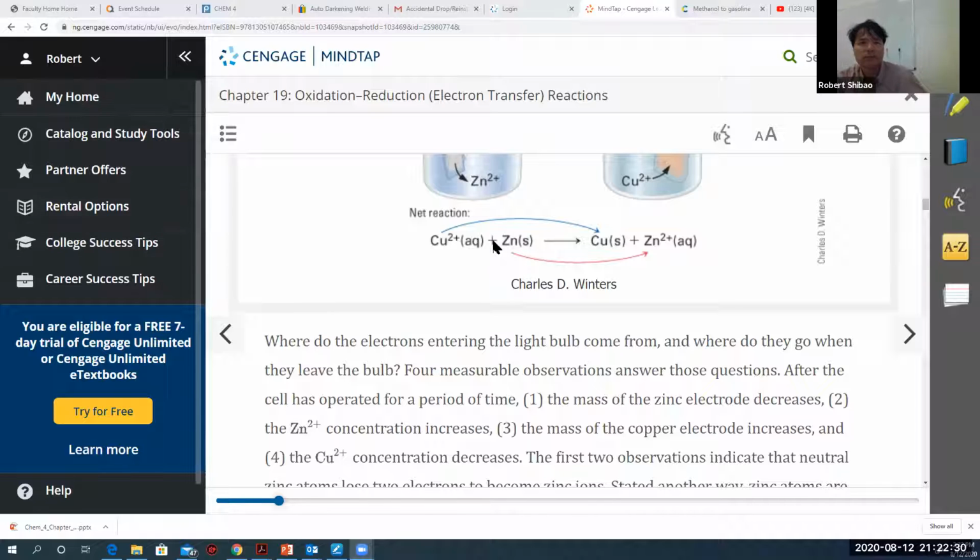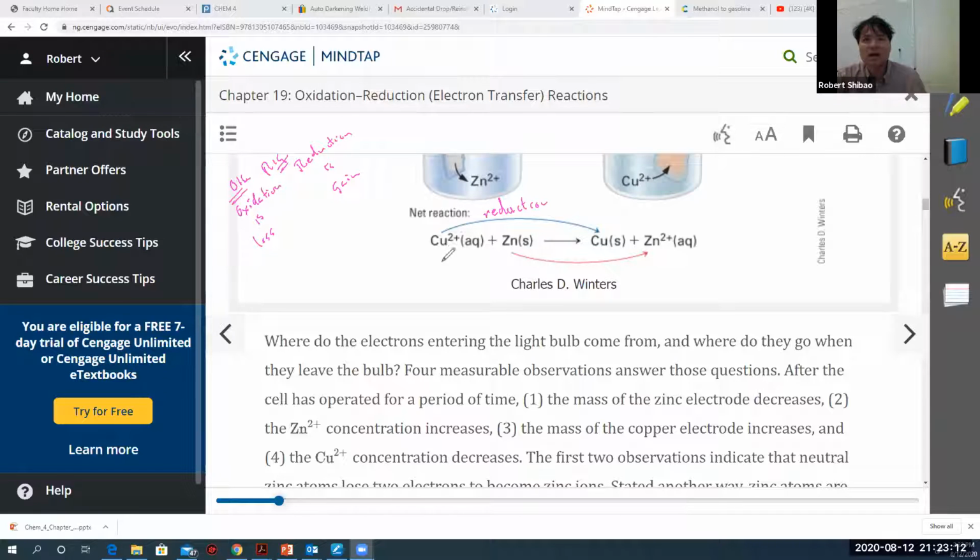There's something called OIL RIG. You know, the oxidizer is reduced. OIL RIG. OIL stands for oxidation is loss. So oxidation is loss. Oxidation means you're losing electrons. RIG, reduction is gain. And so copper-2 is gaining electrons. Therefore, copper-2 is being reduced. And so we call this reduction.